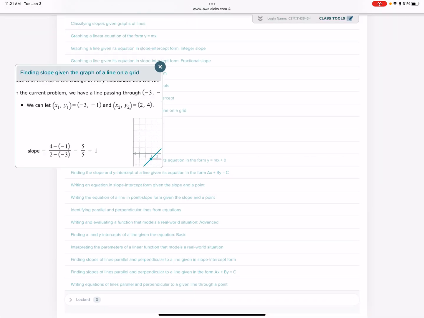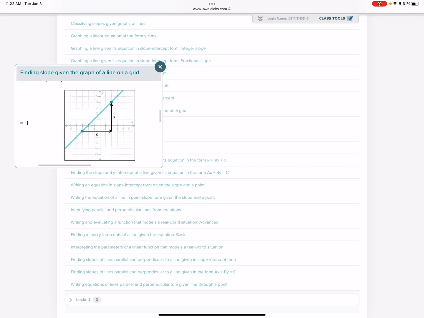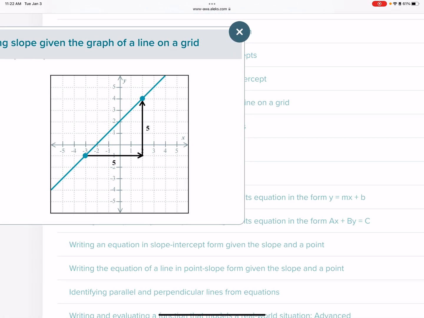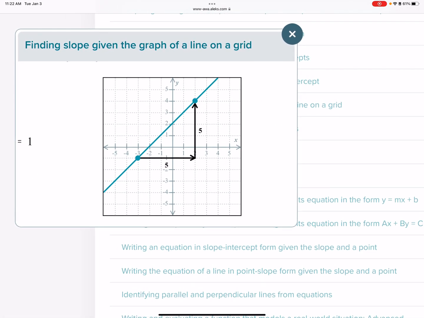From one of the points, you're going to count. Up and down is the numerator, and left and right is your denominator. You can count from either one; it doesn't really matter as long as you are consistent. So this one started at the bottom, went to the right 5 and up 5. That means it's 5 over 5, so the slope is equal to 1.